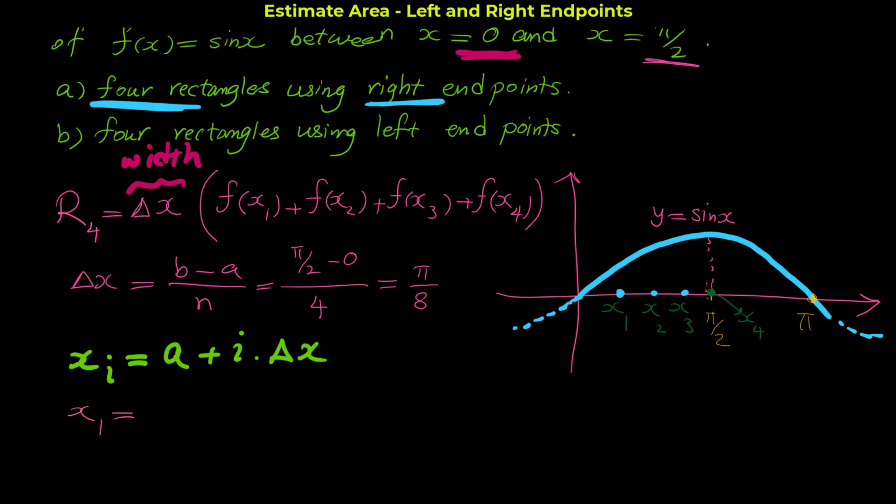x1 would be a, which is 0, plus, because we want to find x1, so i is 1, times delta x. Delta x is pi over 8. So x1 is pi over 8, which, if we want to look at the graph, where is pi over 8? Pi over 8 is here.